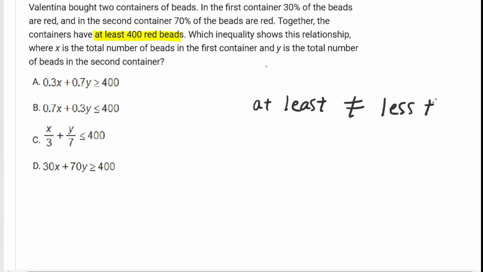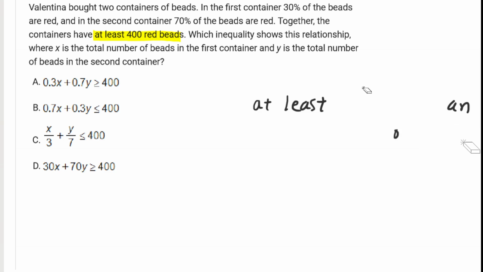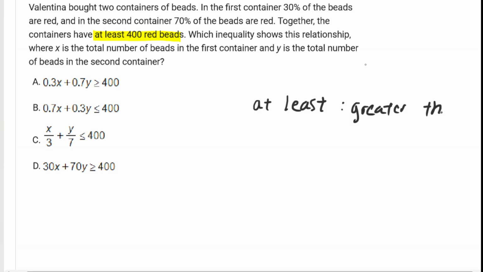A lot of students think "at least" means less than or equal to. They are not the same thing. In fact, it's the other way around. When you see the phrase "at least," it actually means greater than or equal to. So if I have at least $10 in my wallet, I might have $10, but I might also have 11 or 12 or 20. So I have greater than or equal to $10 when I say at least $10.